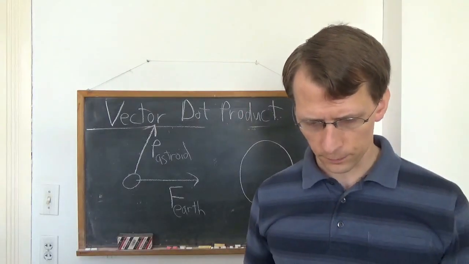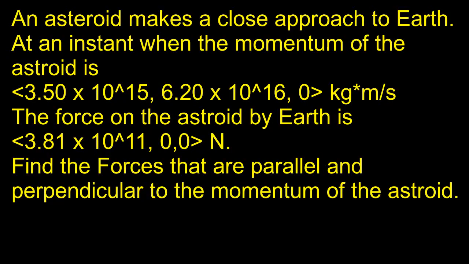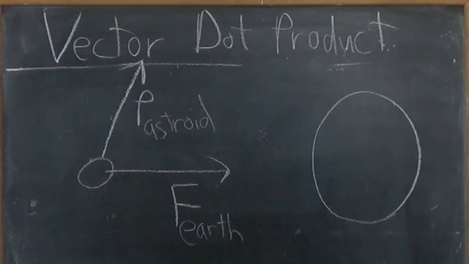So here's our example. We have an asteroid that makes a close approach to Earth at an instant when the momentum of the asteroid is 3.50 times 10 to the 15th, 6.20 times 10 to the 16th, 0 as the 3 components for its momentum, kilogram meters per second. The force on the asteroid by Earth is 3.81 times 10 to the 11th, 0, 0 newtons. And we're going to find the parallel and perpendicular force.